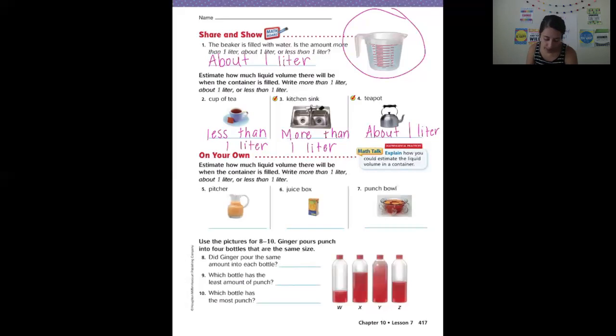Okay, so now let's come down here. We're going to do the same thing. Let's look at the pitcher. Do you think that holds more than 1 liter, about 1 liter, or less than 1 liter? I want you to go ahead and write that one on your paper now. Okay, if you said about 1 liter, you are correct.